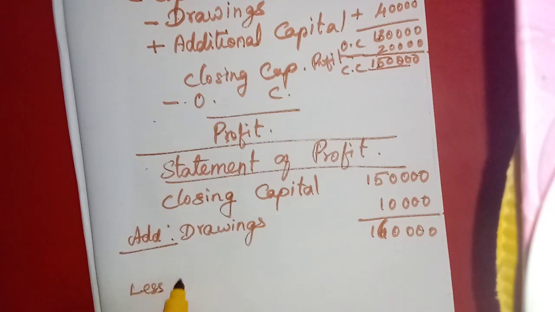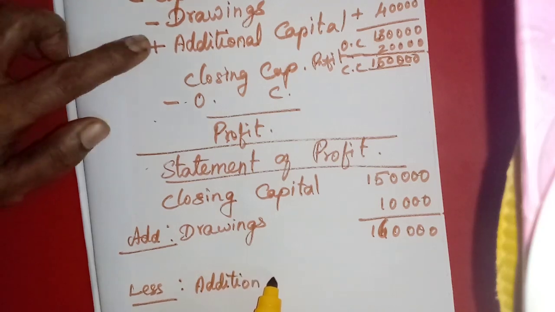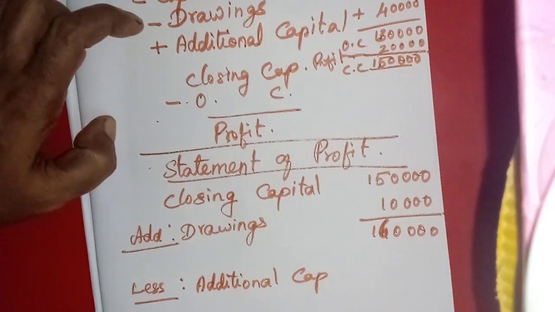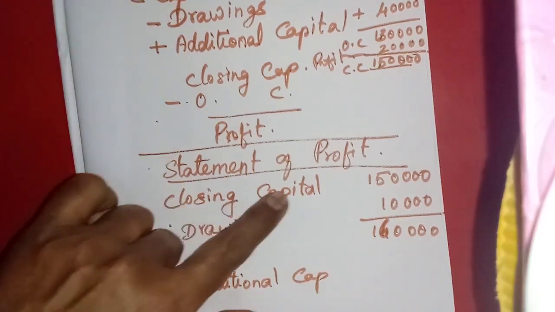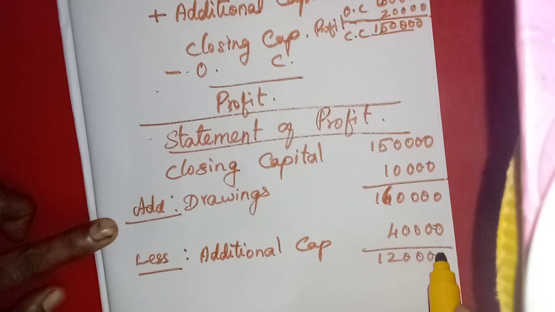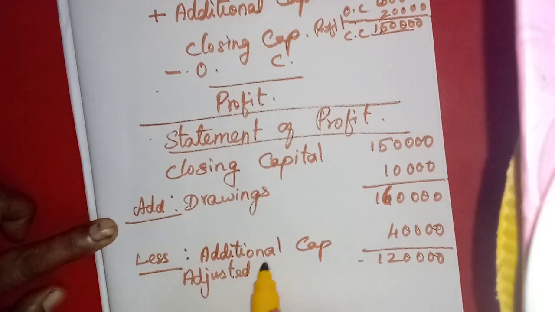Plus additional capital. The reverse we are doing. Okay. Additional capital, because along with the opening capital, we have deducted the drawings. But if we start from the closing capital, we have to do the reverse. Okay. So less additional capital. Additional capital is 40,000. So 1,20,000. This is called adjusted closing capital. Okay. Then from this we have to deduct the opening capital.